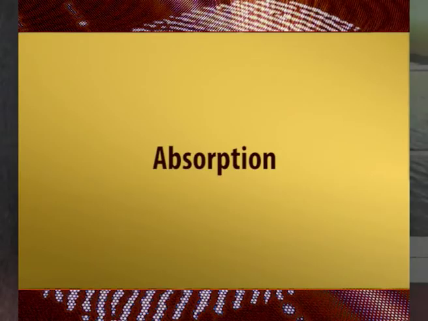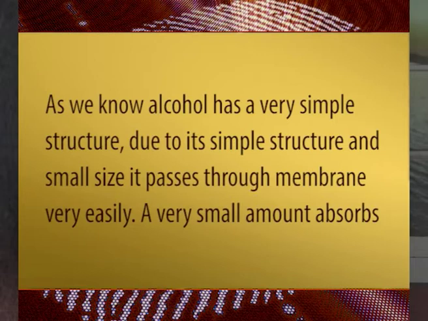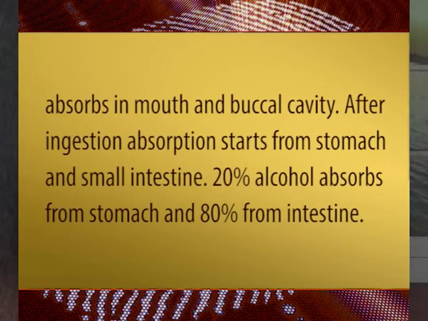Now we come to module 3, that is absorption, distribution and elimination of alcohol. Absorption. As we know, alcohol has a very simple structure. Due to its simple structure and small size, it passes through the membrane very easily. A very small amount is absorbed in the mouth and buccal cavity also. After ingestion, absorption starts from the stomach and small intestine. 20% alcohol is absorbed from the stomach and around 80% of it from the intestine.